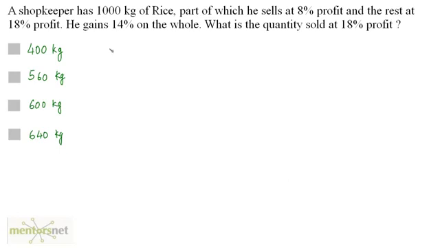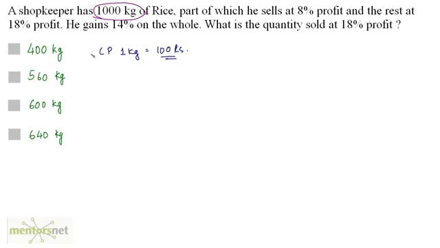Now firstly, we will assume that the cost price of 1 kg of rice is equal to 100 rupees. Although it is very costly, we are just assuming, so no harm in that. So we have assumed the cost price as 100 rupees per kg of this rice. Now the total amount of rice that this shopkeeper has is 1000 kgs.